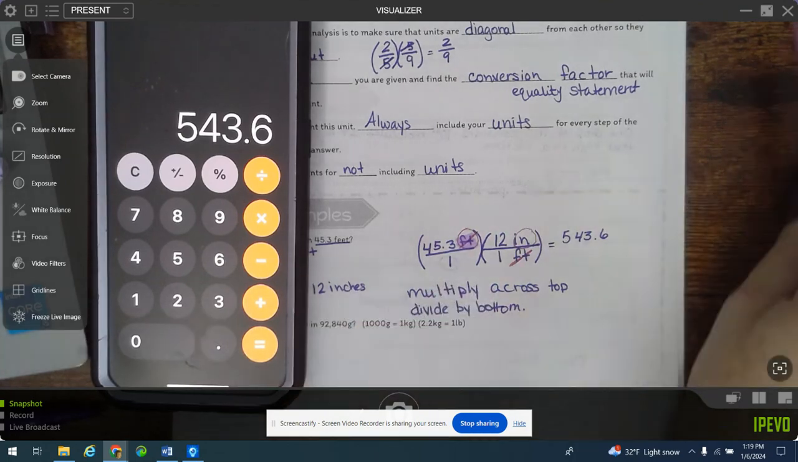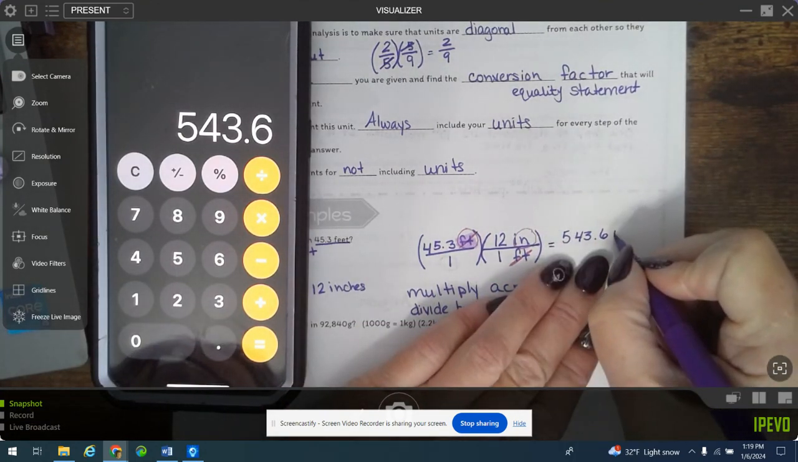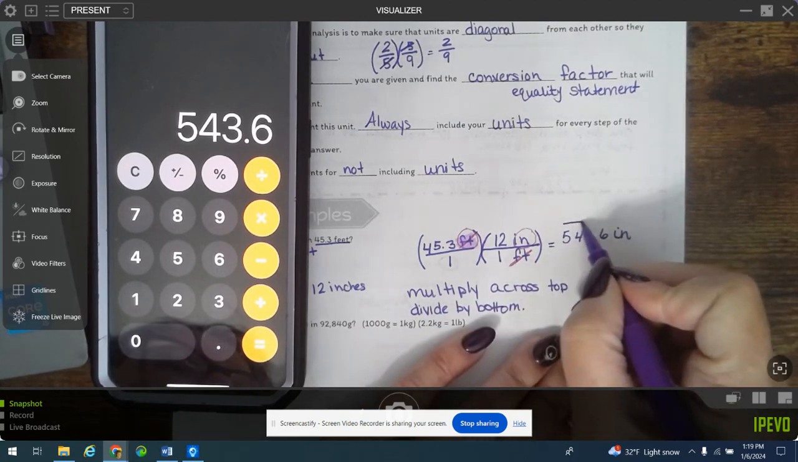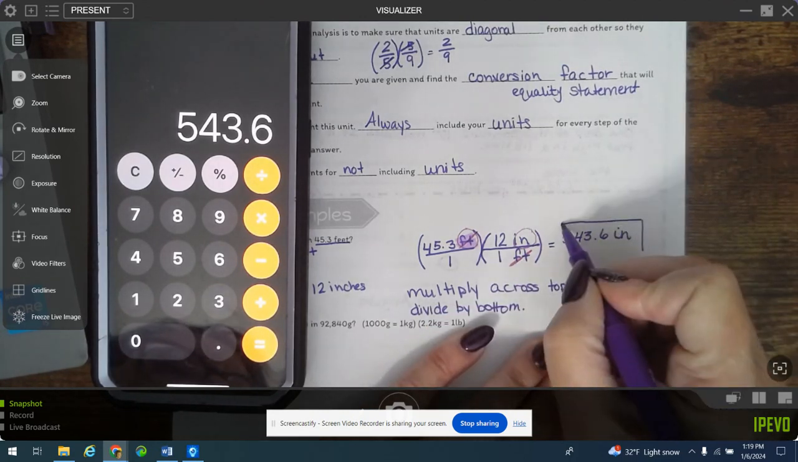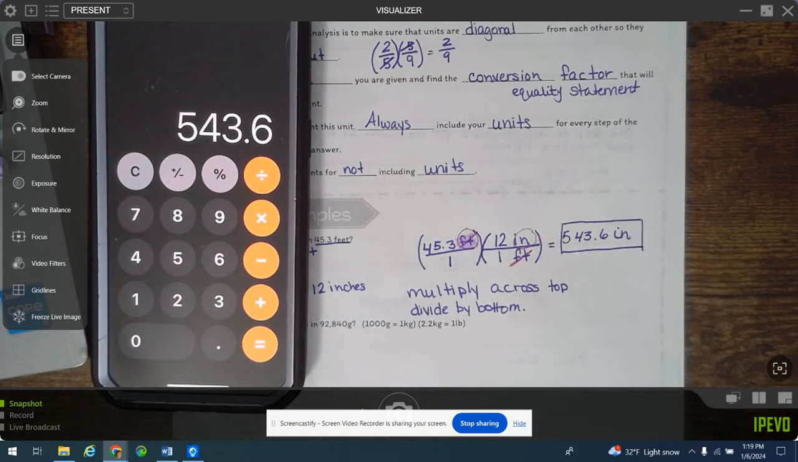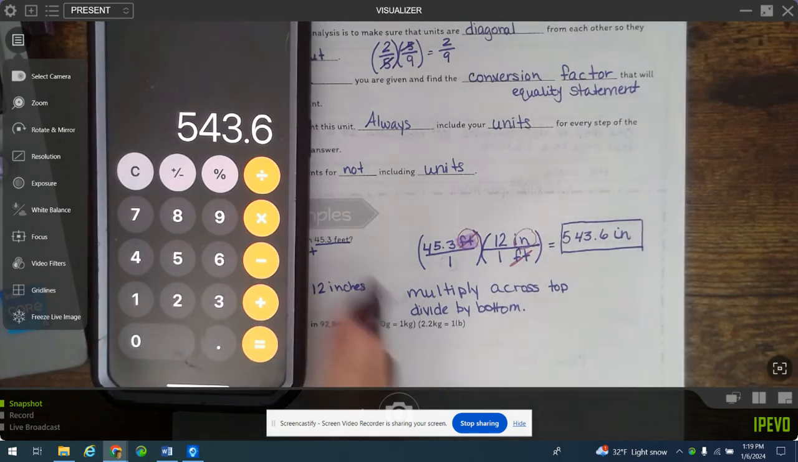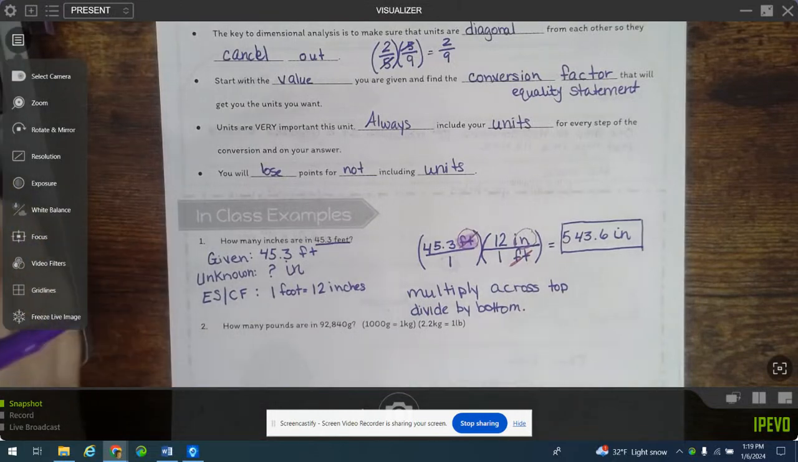Now notice here I need to include my units, so I'm left with inches. And I'm just going to put a box around my answer. I'd like you to get used to doing that so that I can see what your final answer is, what you want me to grade. Okay, so that's one. Let's do a second.